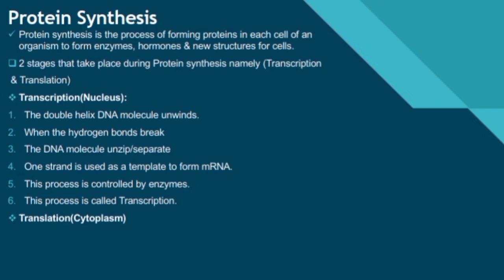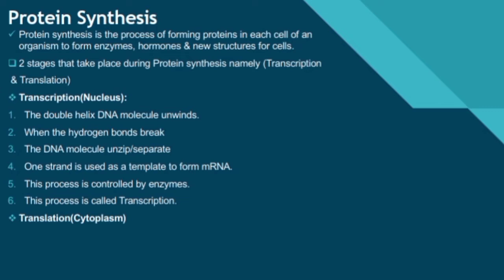So transcription occurs in the nucleus, right? The double helix DNA molecule unwinds, and then the hydrogen bonds break. Remember, the weak hydrogen bonds are pairing in between the nitrogenous bases. So those weak hydrogen bonds break, and then the DNA molecule unzips. If you don't want to say unzip, they separate, right?